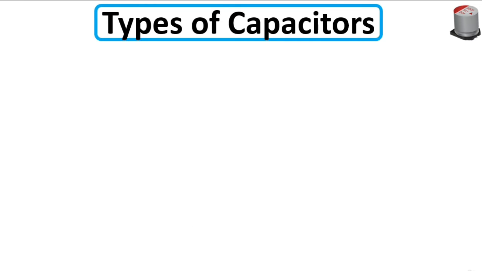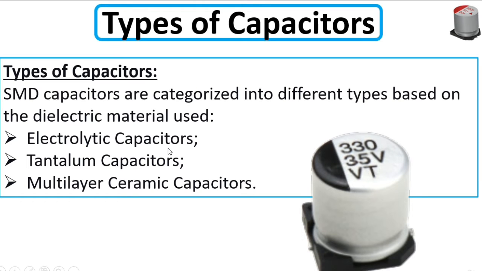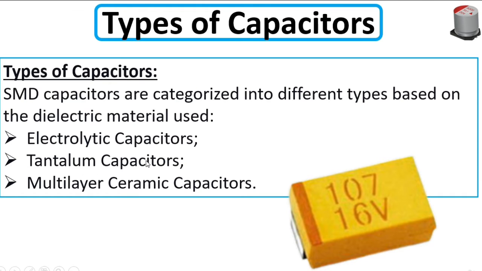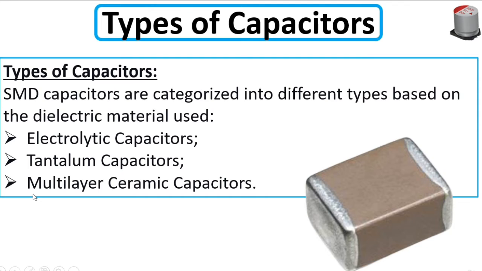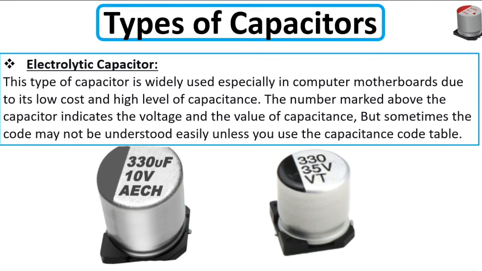So right now, let's see the types of capacitors. Basically, there are three types of capacitors. SMD capacitors are categorized into different types based on the dielectric material used: electrolytic capacitors, tantalum capacitors, and multi-layer ceramic capacitors. Let's begin with the electrolytic capacitor.